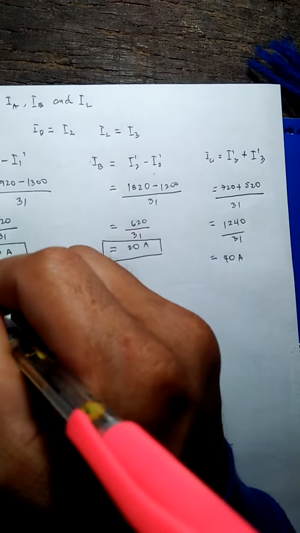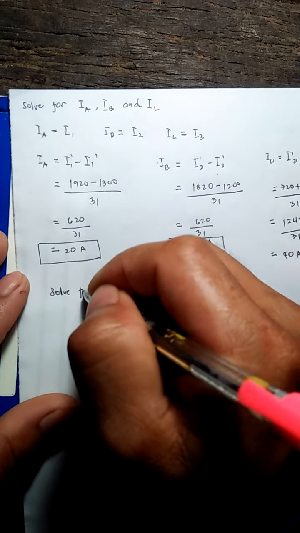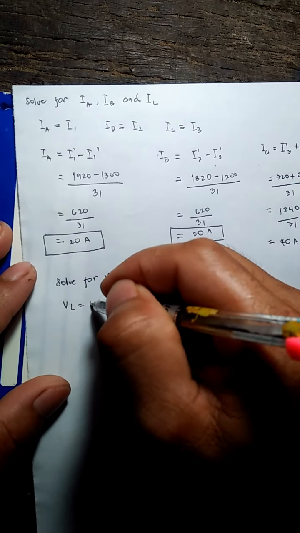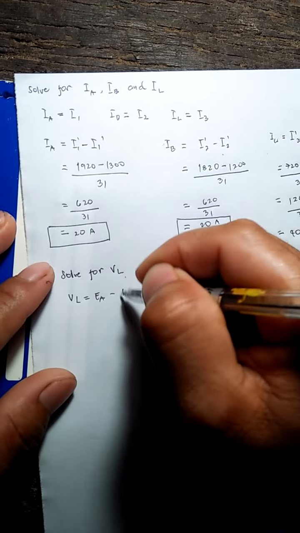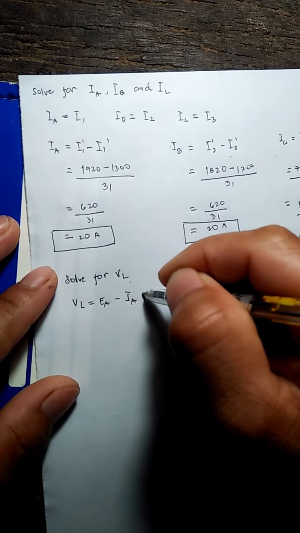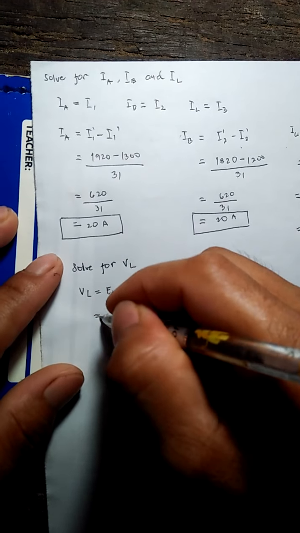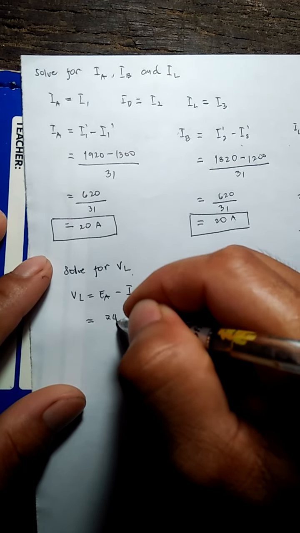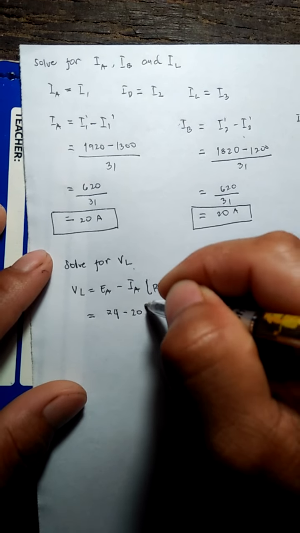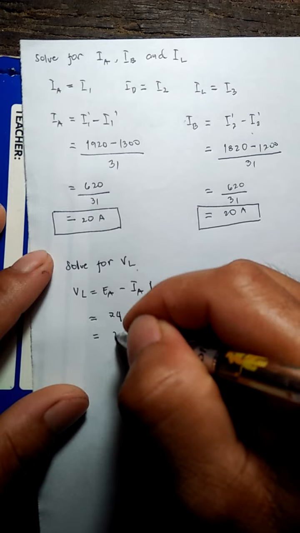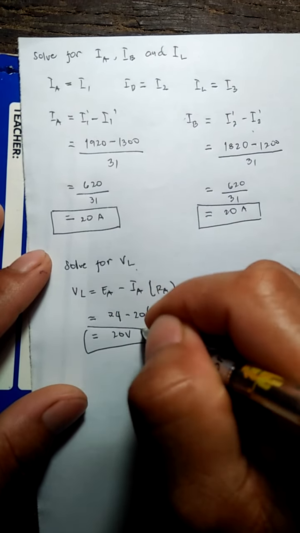Solve for VL. VL is equal to EA minus IA RA. Substitute: 24 minus 20 times 0.2 will be equal to 20 volts. So this is our VL.